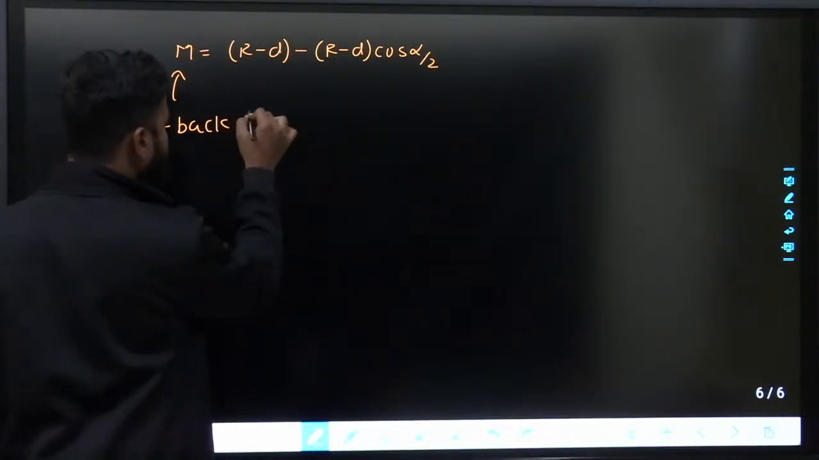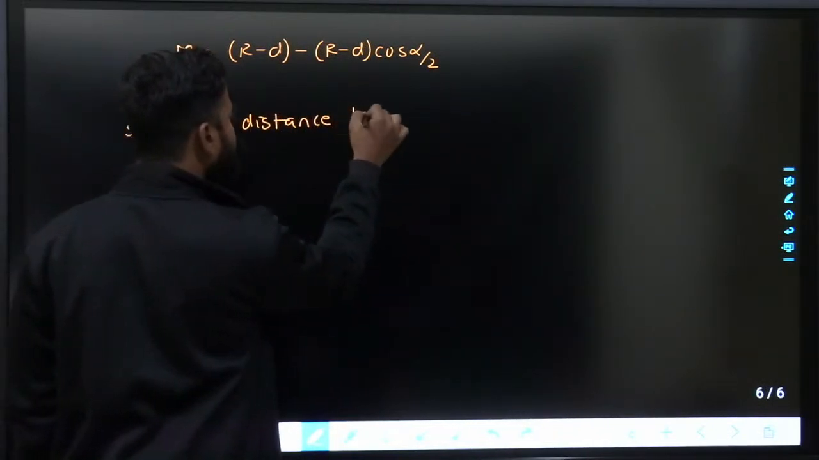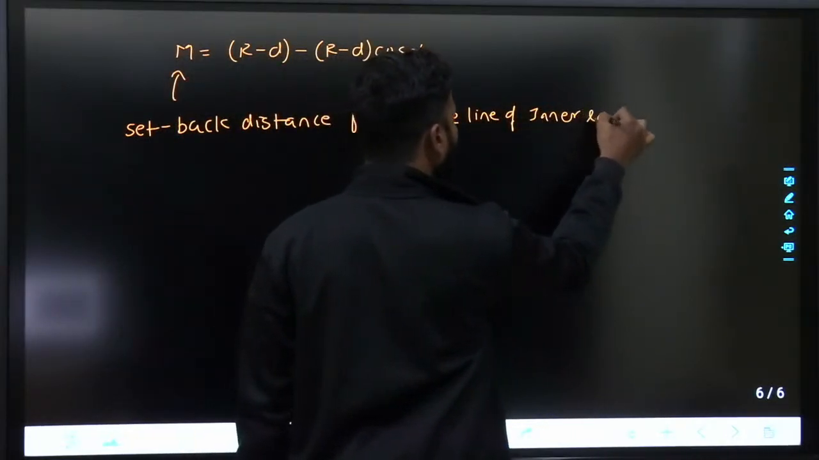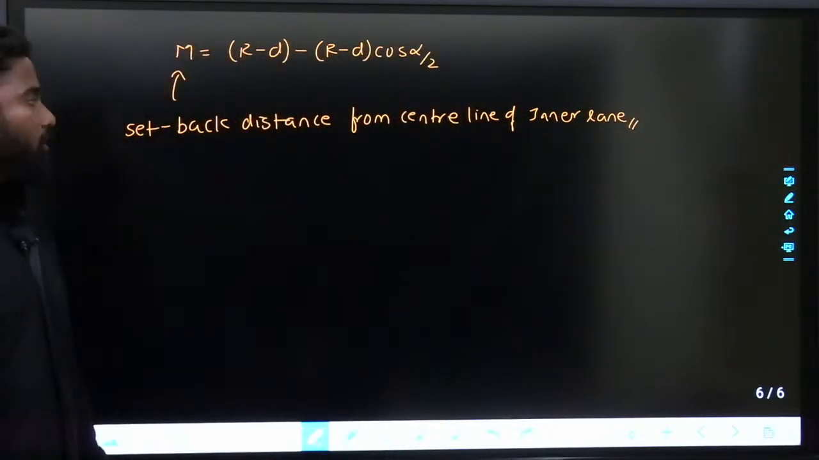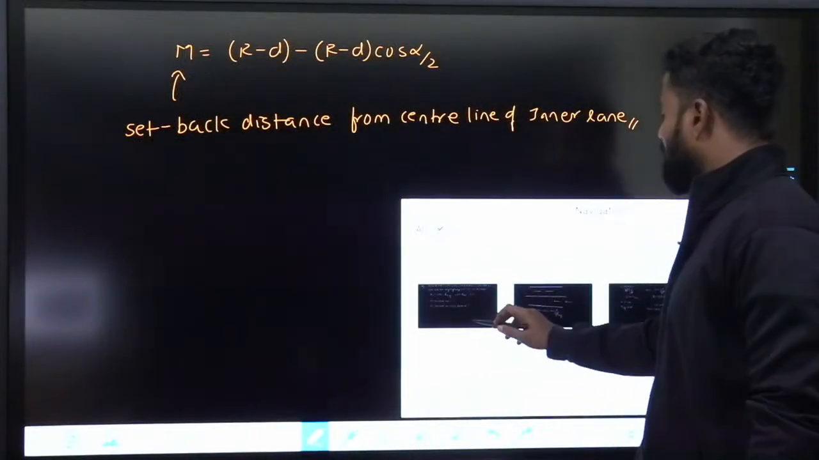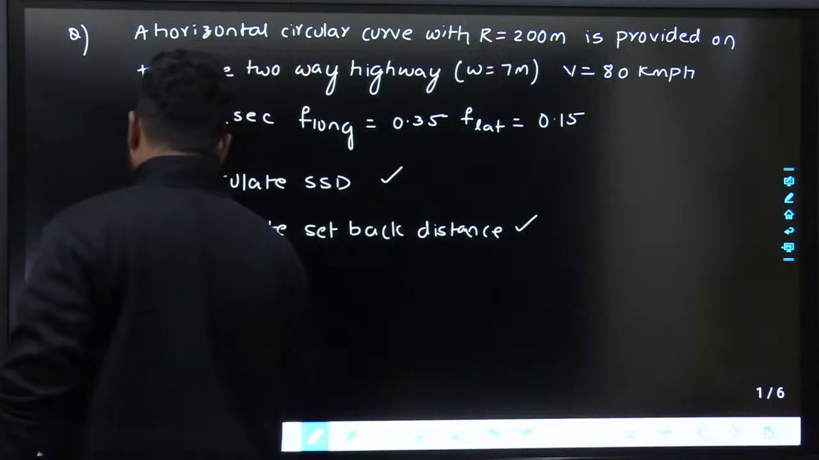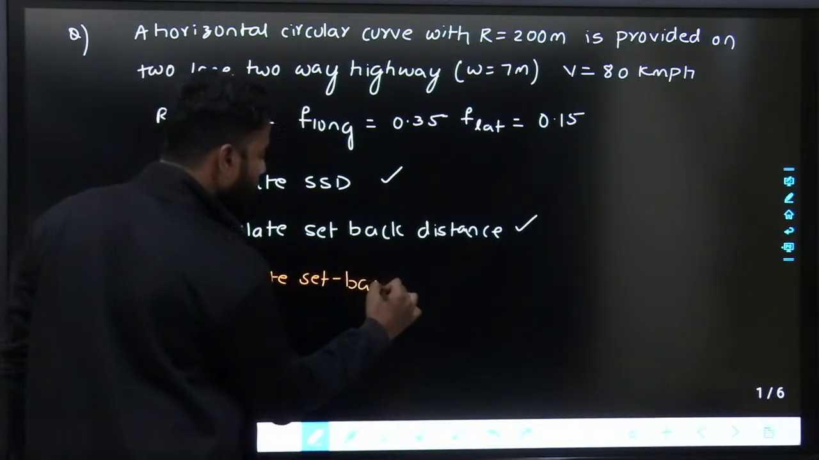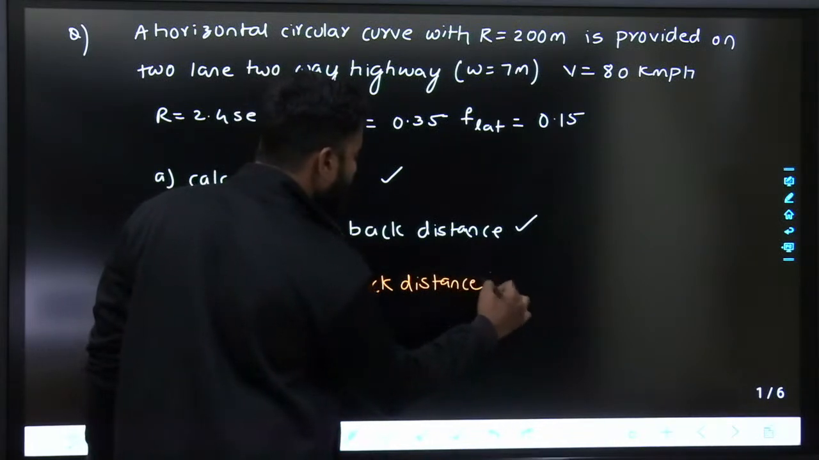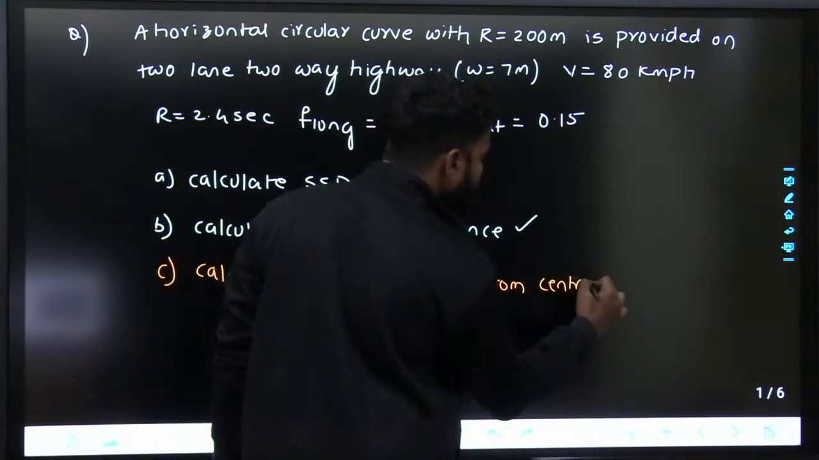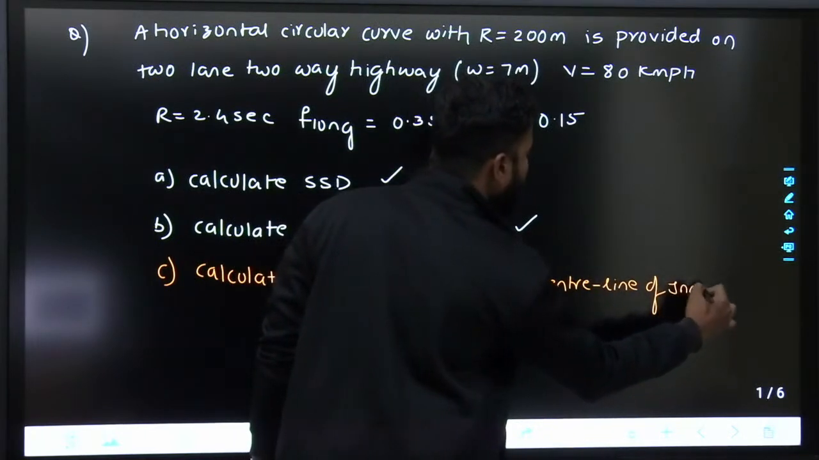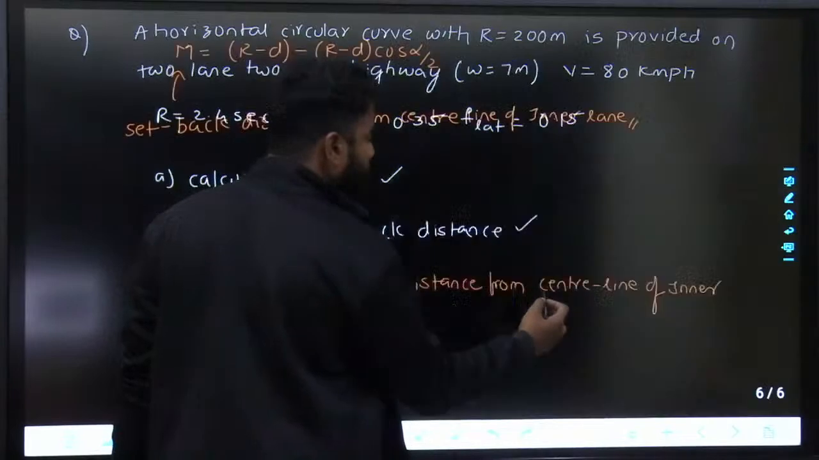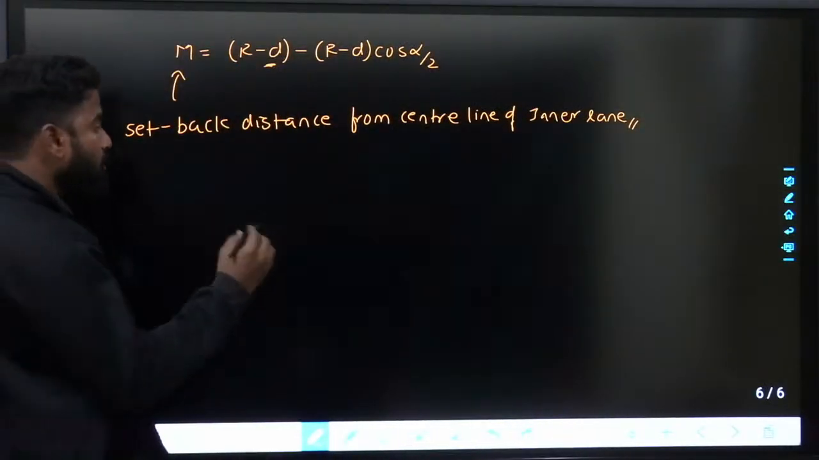If they are asking setback distance from center line of inner lane, then in the same question, where we calculated setback distance, if they ask to calculate setback distance from center line of inner lane, here D also plays an important role. So find out D properly.